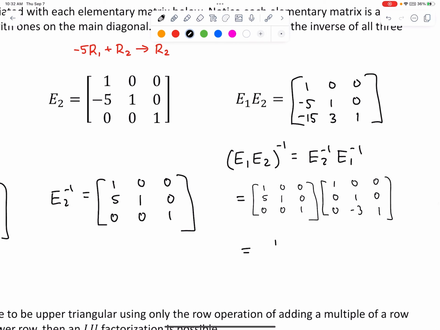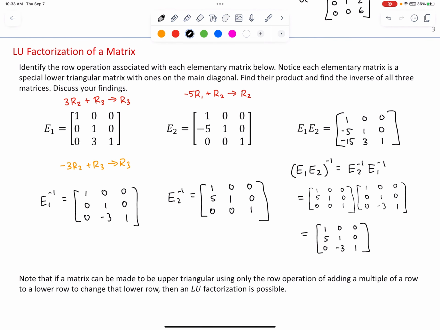So we're going to get 1 plus 0 plus 0, 5 plus 0 plus 0, 0 plus 0 plus 0, and then 0 plus 0 plus 0, 0 plus 1 plus 0, 0 plus 0 plus negative 3, and then 0 plus 0 plus 0, 0 plus 0 plus 0, and 0 plus 0 plus 1. And this is the inverse of the product. All right, then notice all these inverses are also the special lower triangular matrices still. They have 1s on the main diagonal, and the only non-zero entries would be below the main diagonal. 0s above the main diagonal.